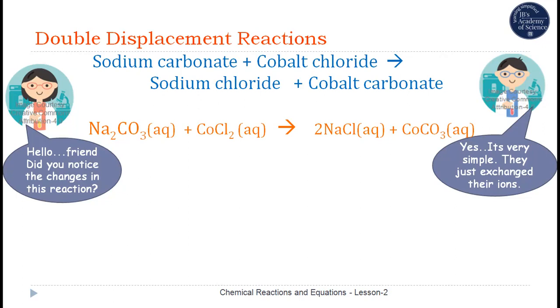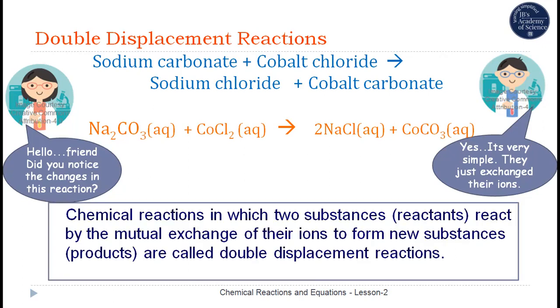Sodium carbonate, cobalt chloride. Sodium chloride and cobalt carbonate. They just exchange their ions. Sodium takes up chloride, cobalt takes up carbonate. Just the mutual exchange of the ions. So these reactions in which two substances react by mutual exchange of their ions to form new substances are called double displacement reactions.